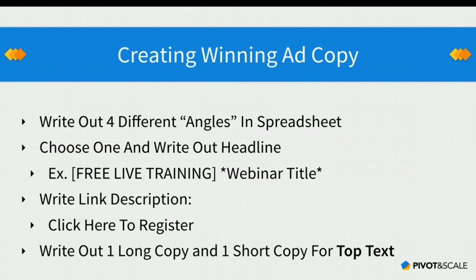And so how do we create winning ad copy? There is a process here that I follow. There's a formula that works very well. And I just want you guys to follow this formula here after me. Well, what we're first going to do is we're going to write out 4 different angles in the spreadsheet. Then we're going to choose one of those angles and we're going to write out a headline for it.